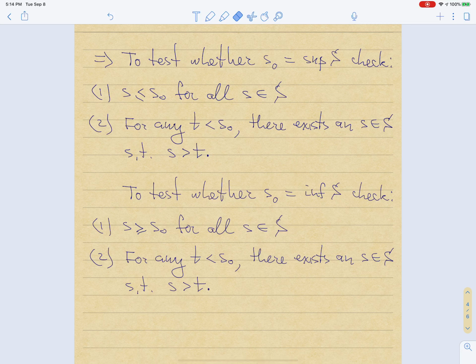So if we pick any t greater than S0, since S0 is the greatest lower bound, t is not a lower bound, and so there must exist some s, some element of your set, which is less than t. Because t cannot be a lower bound, I can find at least one element which is smaller than t.